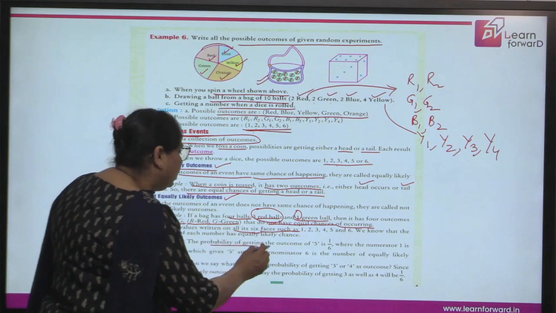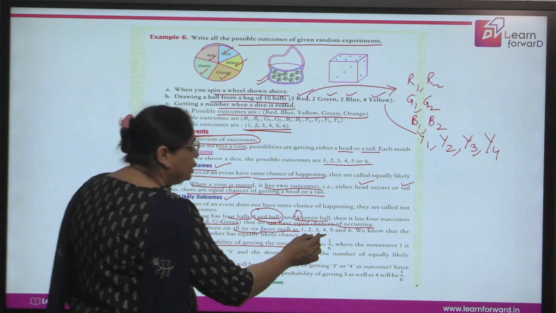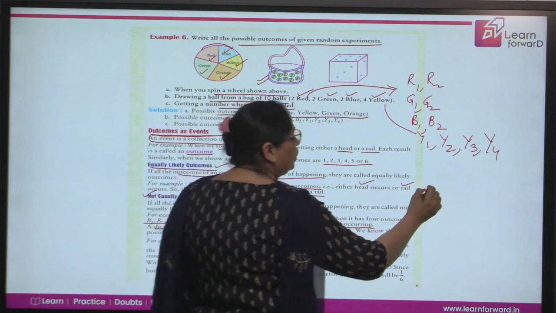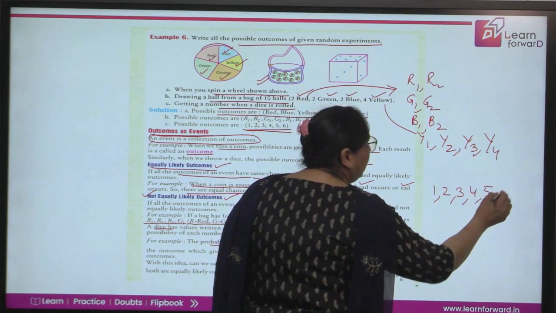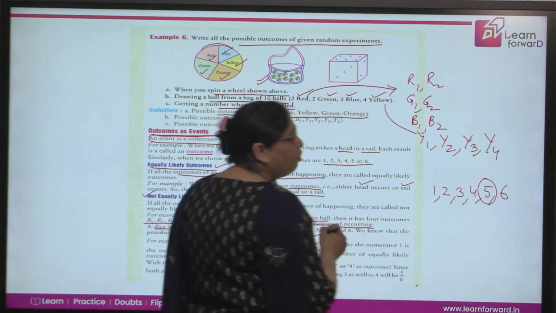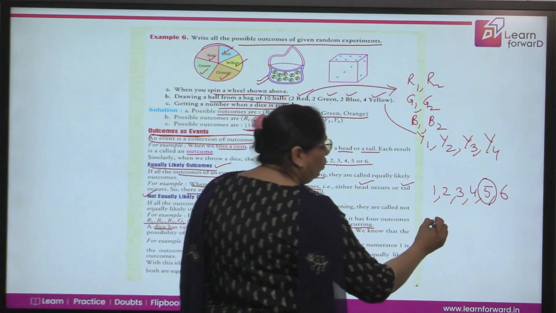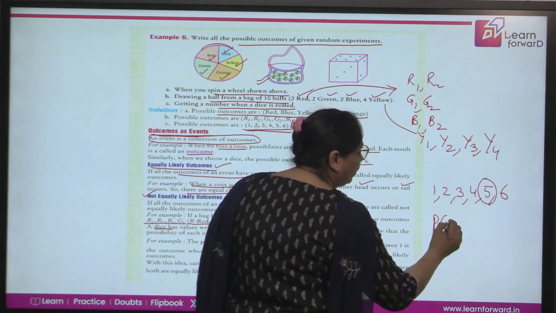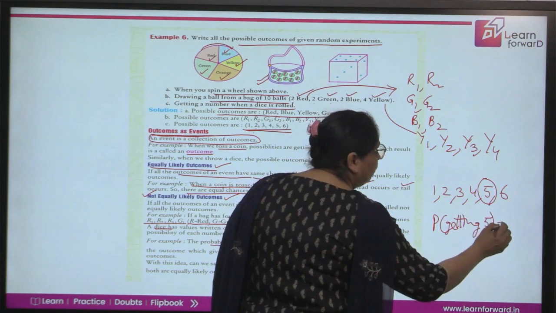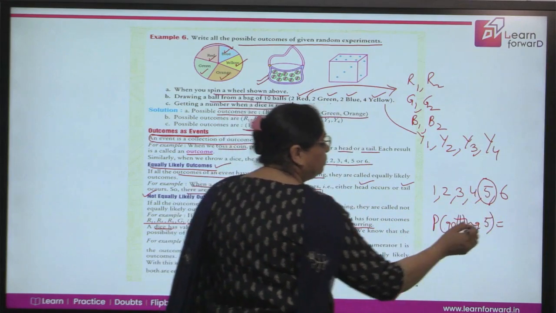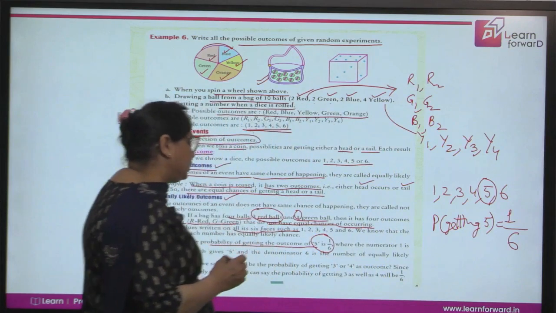The probability of getting the outcome 5 is 1 upon 6. Why is it 1 upon 6? Because the total numbers are 1, 2, 3, 4, 5, 6, and the number of outcomes for getting 5 is only 1. So the probability of getting 5 is 1 upon 6.